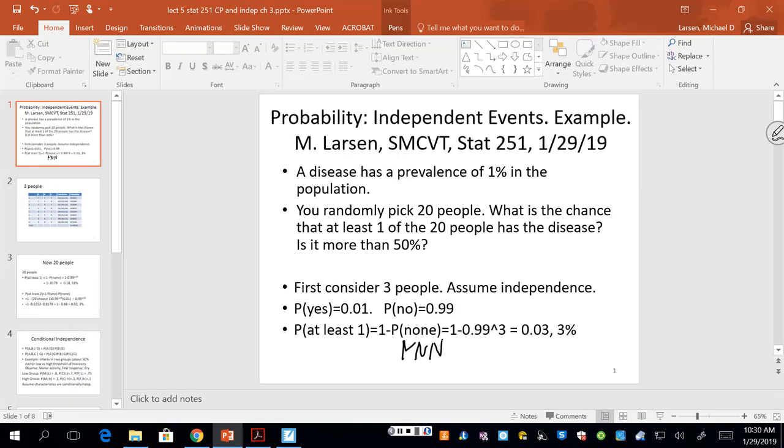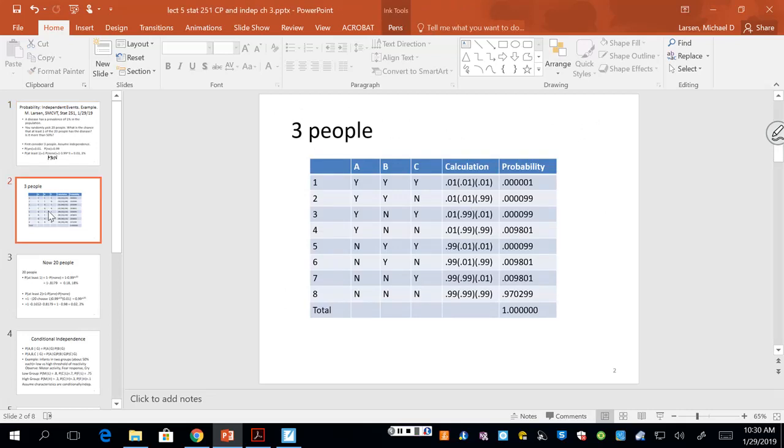We can do it a little more accurately in the next page with this table. For 3 people, we can write out all 8 possibilities, yes or no for each one. 2 times 2 times 2 gives 8 possibilities. The probability of nobody, all of them having it, was this one. And then we looked at a couple of these others where 2 of them have it.